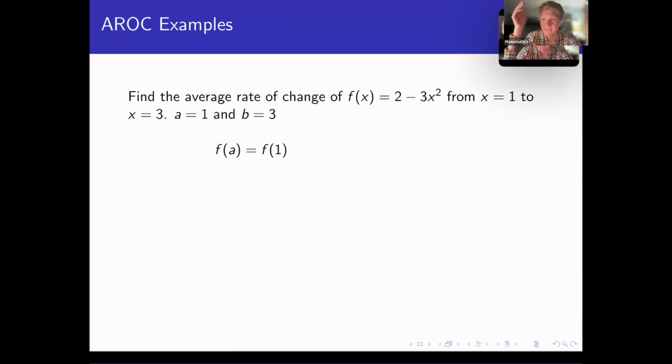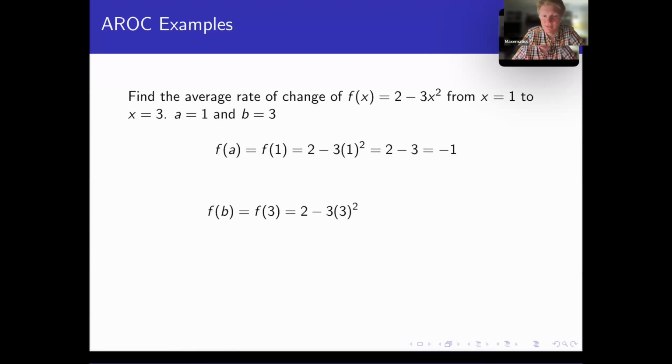But instead of trying to plug everything into the average rate of change formula at once, do it in pieces. It ain't going to hurt you. Do f of a, where you solve the function with a plugged in, or more specifically 1 in this case. So 2 minus 3 times 1 squared. 1 squared is 1. 3 times 1 is 3. Negative 1. And take the time to do it for b as well. 3 squared is 9. 3 times 9 is 27. 2 minus 27 is negative 25. So take the time to do that. Don't try and plug it all into the AROC formula right away.